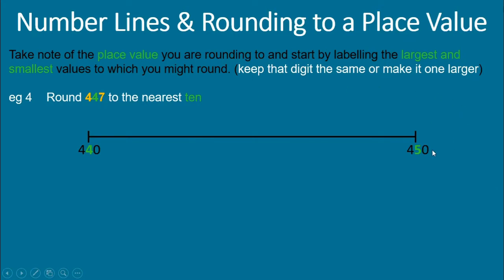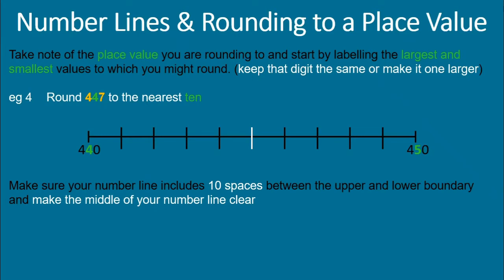I need to do a little bit more detail on this number line though. Next, I want to make sure that my number line includes 10 spaces between the upper bound, that's the 450, and the lower bound, that's the 440. And make the middle of my number line really clear. So let's just show that I've done that correctly. That's 1, 2, 3, 4, 5. That's the middle. 6, 7, 8, 9, 10.